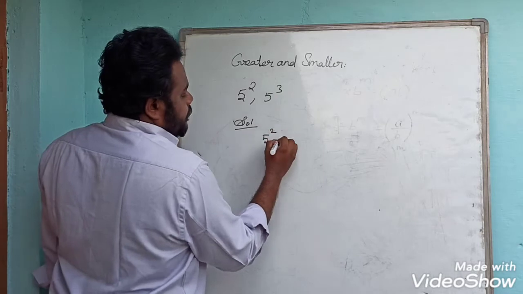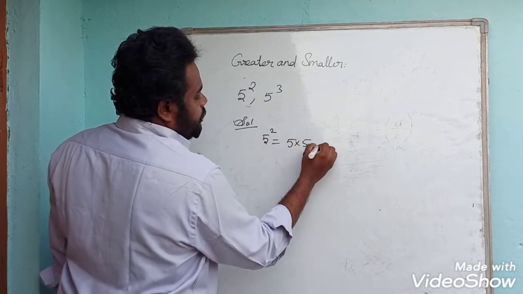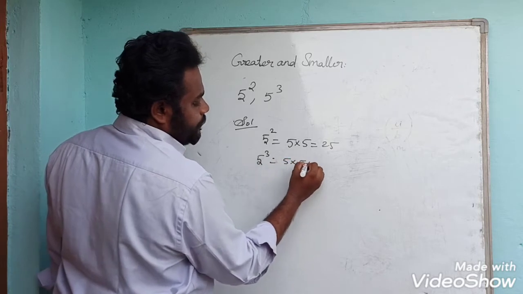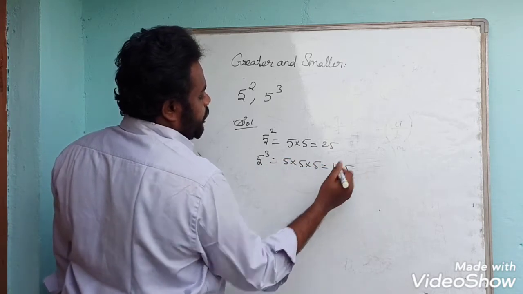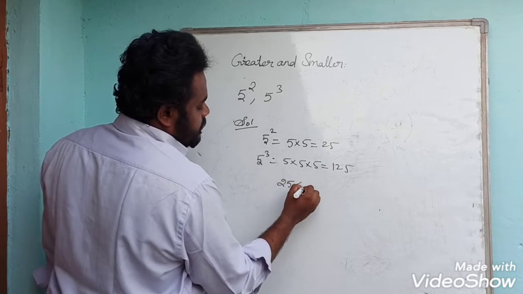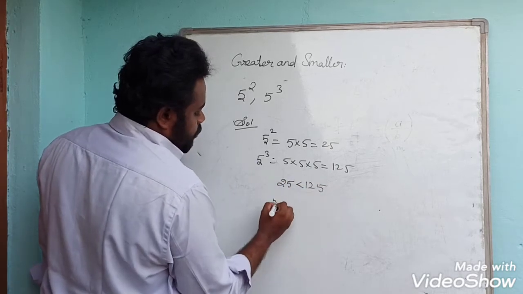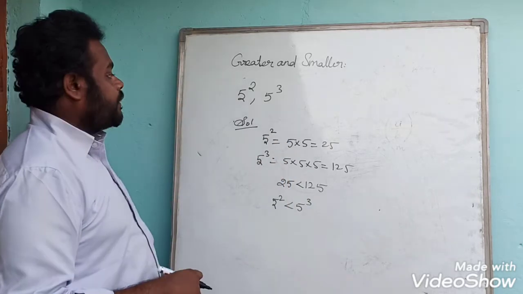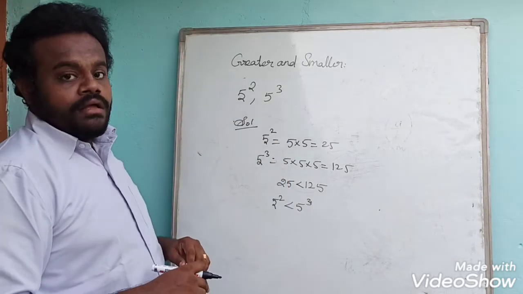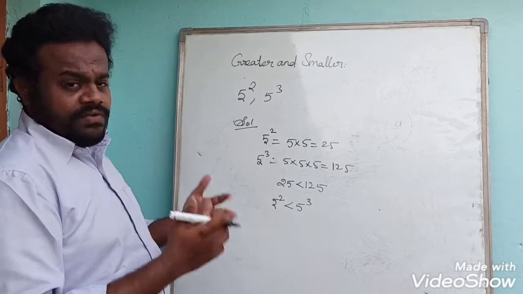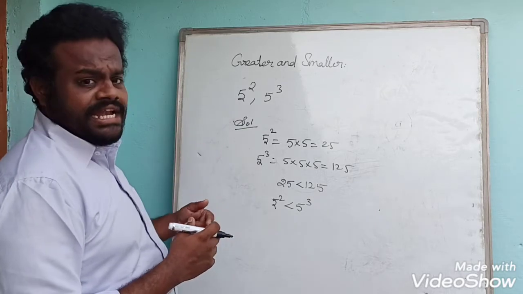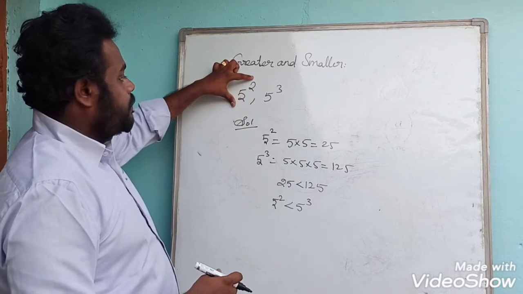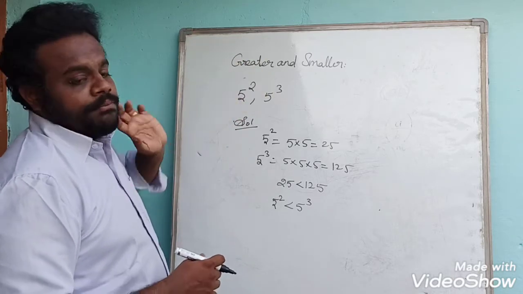Solution. 5 square can be written as 5 into 5 equal to 25, and then 5 to the power 3 equals 5 into 5 into 5 equal to 125. Obviously 25 is less than 125, so 5 square is less than 5 to the power 3. So it is very easy when the bases are the same. We compare the powers to say which one is greater and which one is smaller. 2 is the smaller one, so 5 square is smaller when compared to 5 power 3.